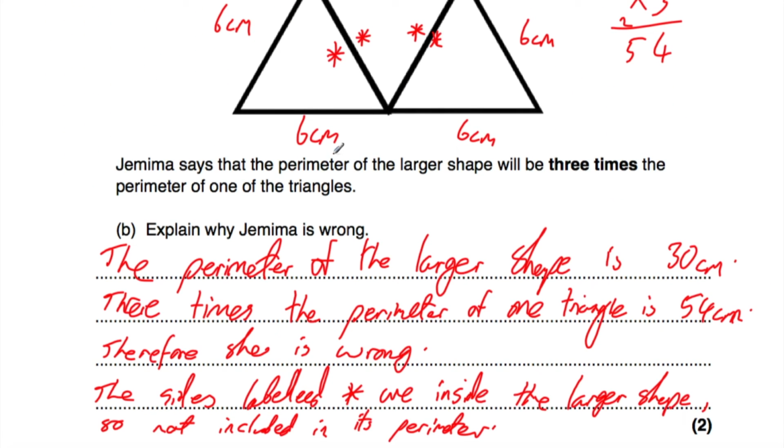Well, let's do that. Okay, so I've just written down the perimeter of the larger shape is equal to 30 centimeters, and 3 times the perimeter of one triangle is 54 centimeters, so therefore Jemima is wrong. And the reason is the sides labelled with stars, this side, this side, this side, and this side, are inside the larger shape, so they're not included in the calculation for its perimeter. So that's it, so Jemima is incorrect.